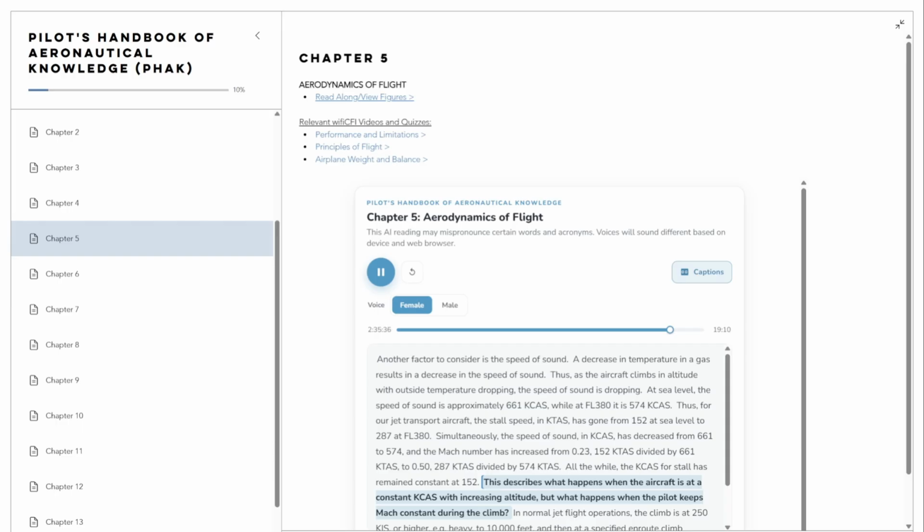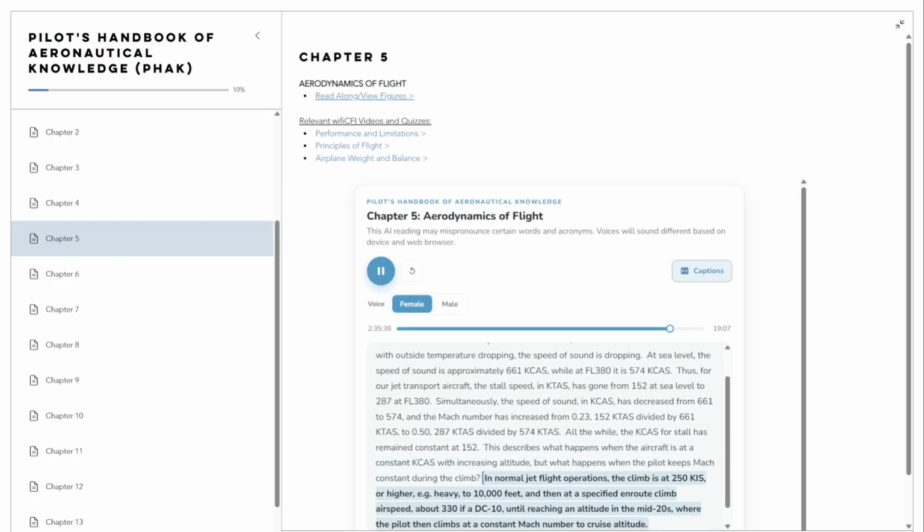pilot keeps Mach constant during the climb? In normal jet flight operations, the climb is at 250 KIAS, or higher, e.g. heavy, to 10,000 feet, and then at a specified en route climb airspeed, about 330 if a DC-10, until reaching an altitude in the mid-20s, where the pilot then climbs at a constant Mach number to cruise altitude.